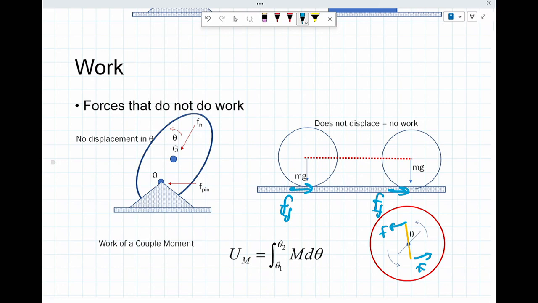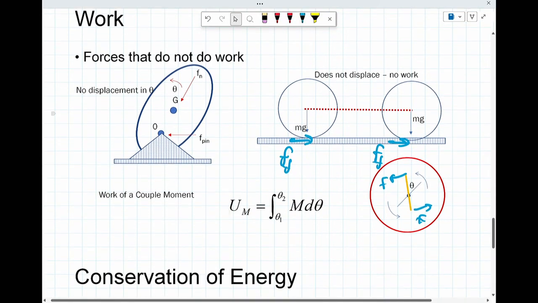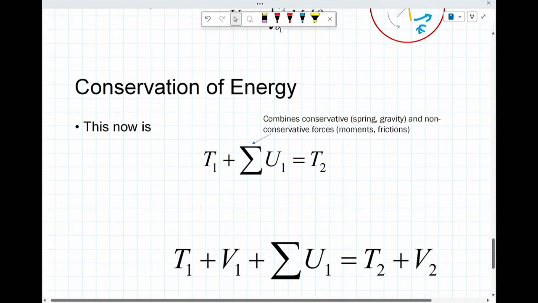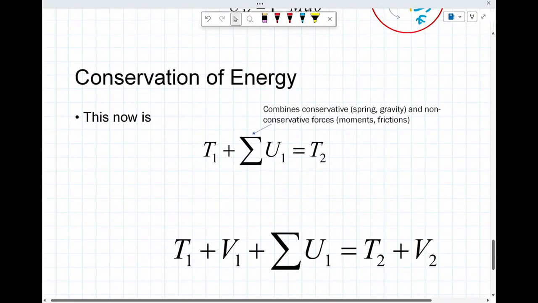And so you need to recognize the work of a force in terms of how you're looking at things. This has caused a lot of problems on Piazza, and I understand that, but really you have 2 different ways of looking at all of these problems. You have T plus sum of all of the work, which combines conservative and non-conservative forces. So non-conservative forces at this point, we're going to throw in moments. Because if you have a moment, you can't really reverse the work.